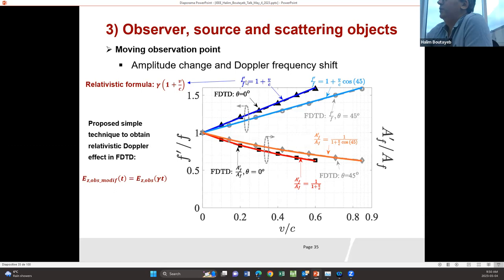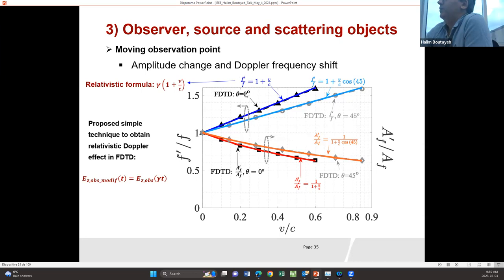Now, if we plot the Doppler effect, F prime over F, where F prime is the new frequency due to the motion and F the frequency without motion, we will find that it is in agreement with 1 plus V over C, which is the classical Doppler effect for a moving observer. Also, we can move the observer at a certain angle, and we will get 1 plus V over C cosine theta. And this is the amplitude, which varies opposite to the frequency.